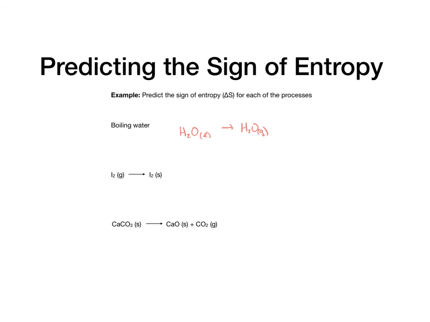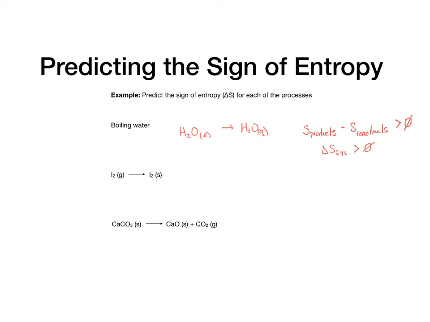And so I would say that the entropy of the products minus the entropy of the reactants should be greater than 0 or a positive number. Another way of saying this is that the delta S of the system should increase. It should be greater than 0.